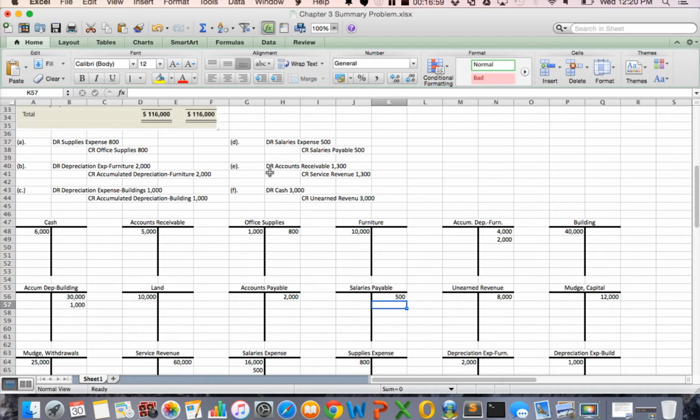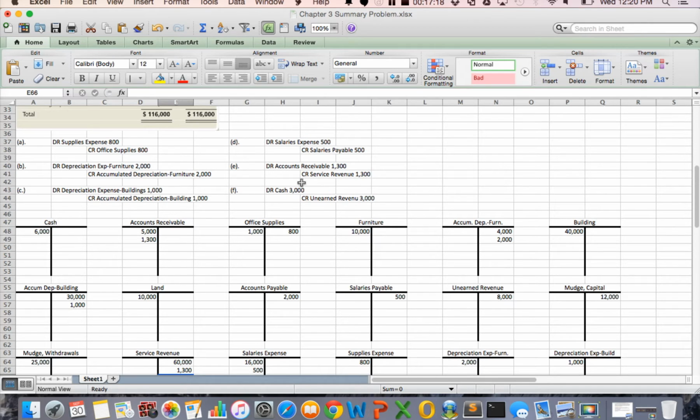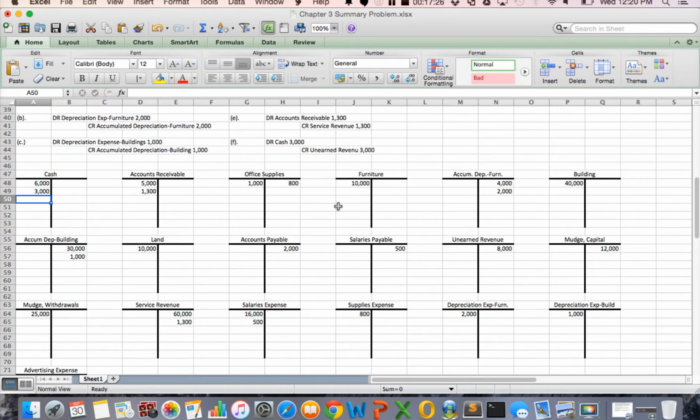D is done. E, accounts receivable, debit, $1,300. Accounts receivable, left side, $1,300. Credit to service revenue, $1,300. So I find service revenue. E is done. So now F, debit to cash for $3,000. Credit to unearned revenue, $3,000.